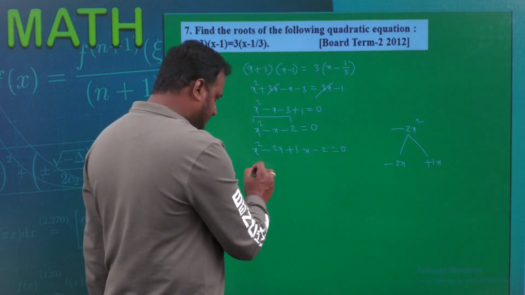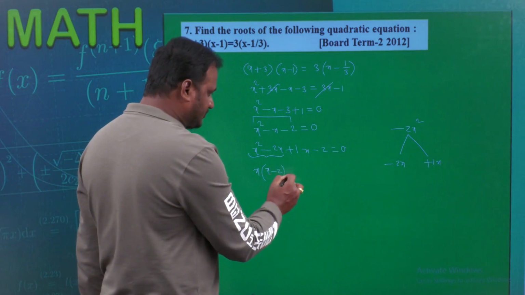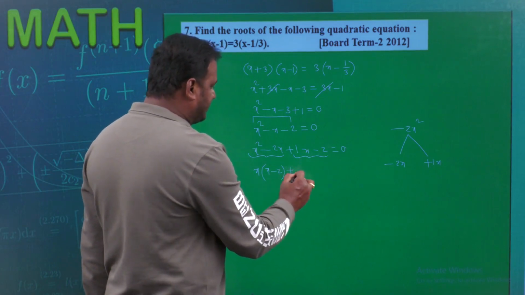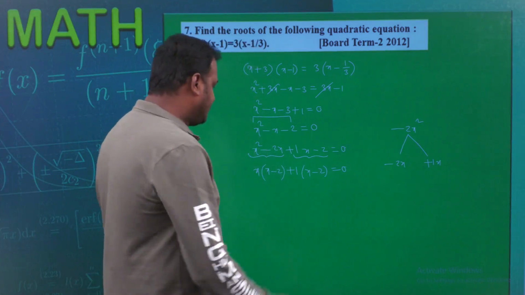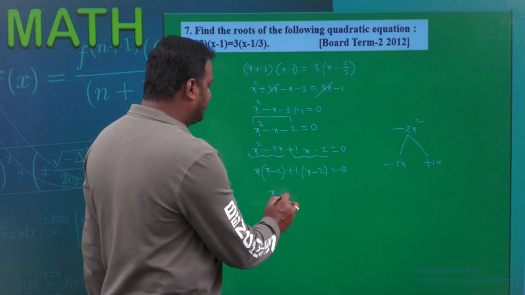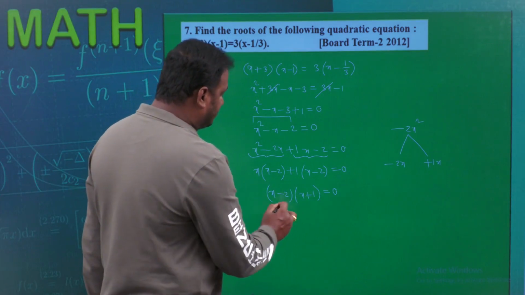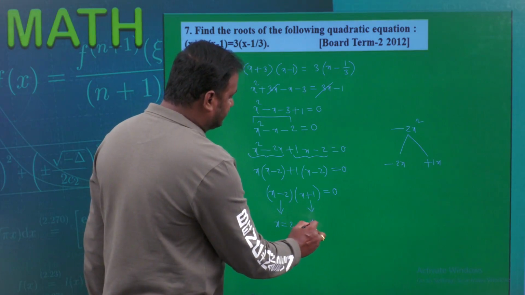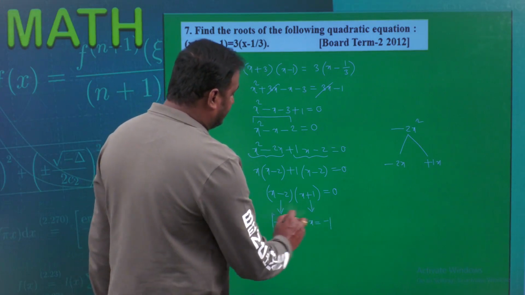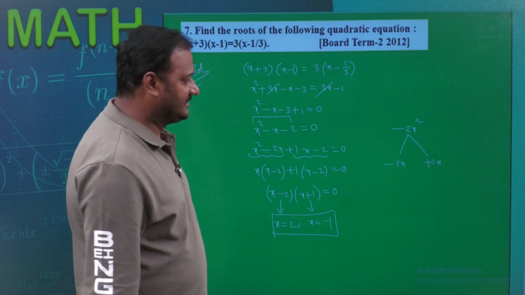From the first two terms, you can take x common, remaining x minus 2. From these two terms, you can take plus 1 common, remaining x minus 2, equal to 0. Right? So x minus 2 is the common factor and remaining x plus 1 is equal to 0. Therefore, x is equal to 2, or x is equal to minus 1. Therefore, the roots of the equation are 2 and minus 1.